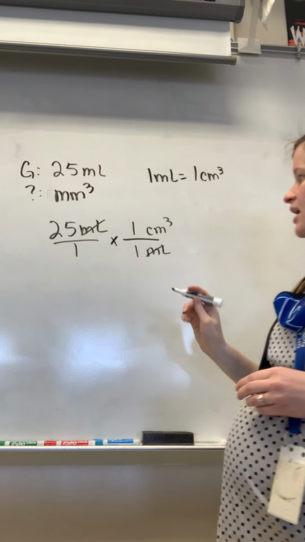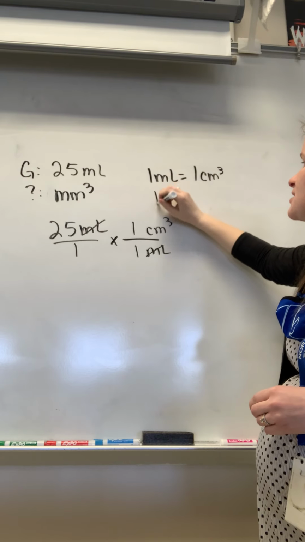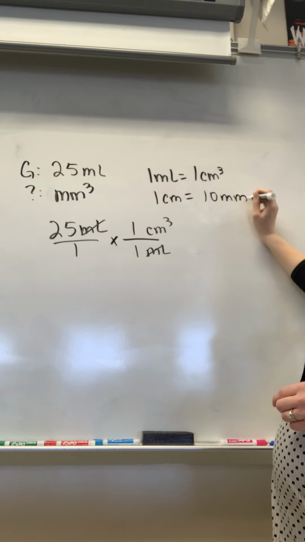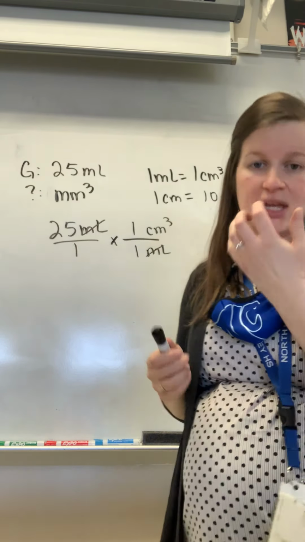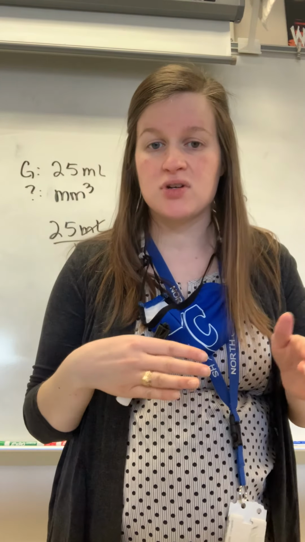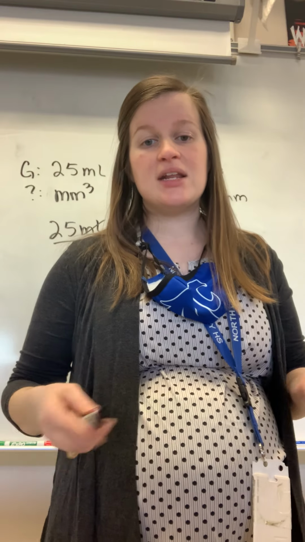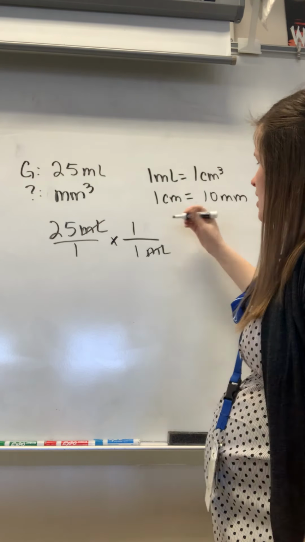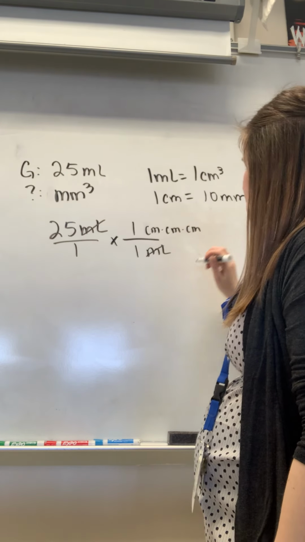So then I've successfully converted to centimeters cubed. Now I need to get my centimeters to millimeters. So 1 centimeter is 10 millimeters. I don't have a cubed right here. I just have individual numbers because that's all I know. I'd use my King Henry Died conversions to figure out the relationship between centimeters and millimeters. Then I need to do it 3 times because centimeters cubed is really saying centimeters times centimeters times centimeters.